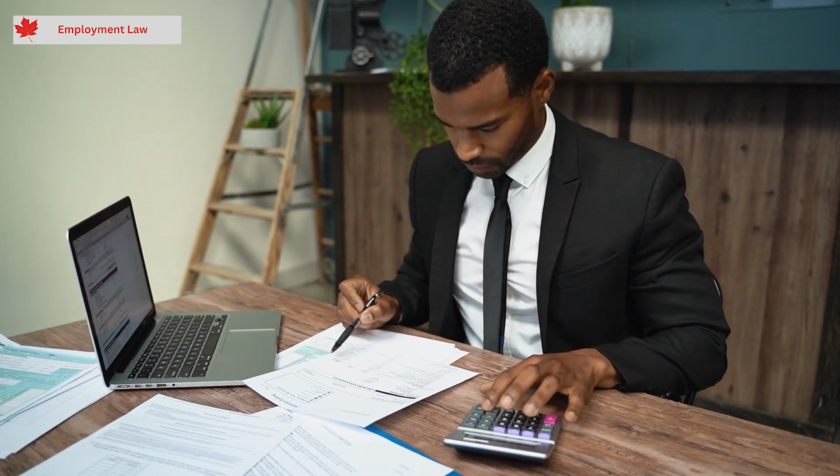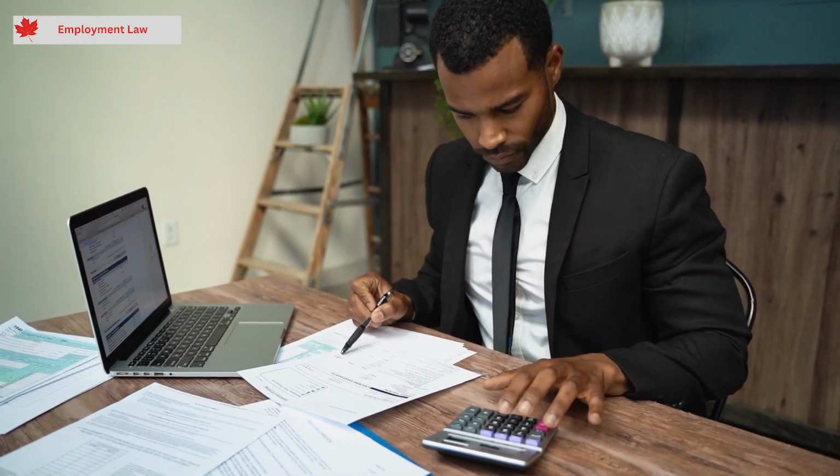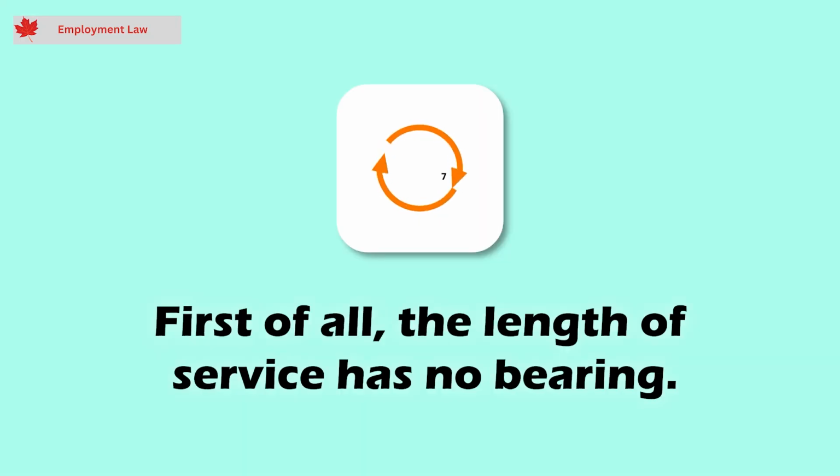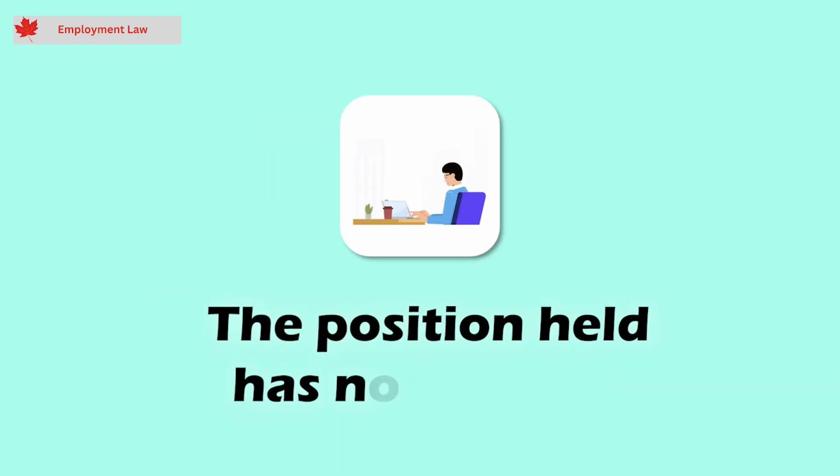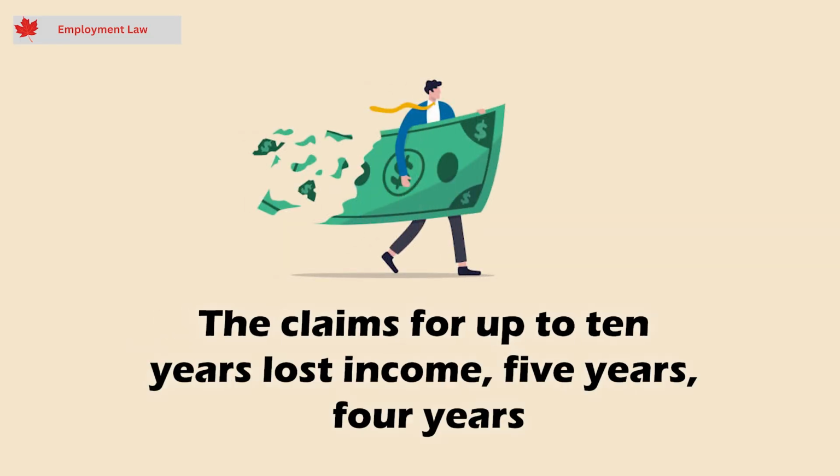And the claims for lost income under human rights, because of that difference, are incredibly different from a wrongful dismissal claim. First of all, the length of service has no bearing. The position held has no bearing. The tribunal will look to simply the fundamental question of what would that person have earned had the wrongful action not taken place. And the claims for lost income in human rights law are nothing but gargantuan. There are claims for up to 10 years lost income, 5 years, 4 years. The claims are just dramatically different.